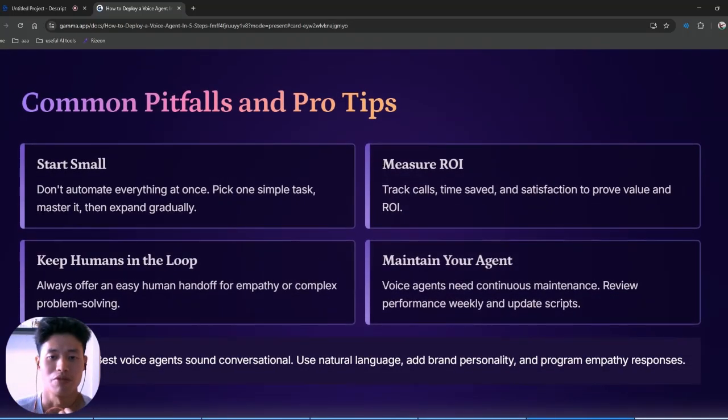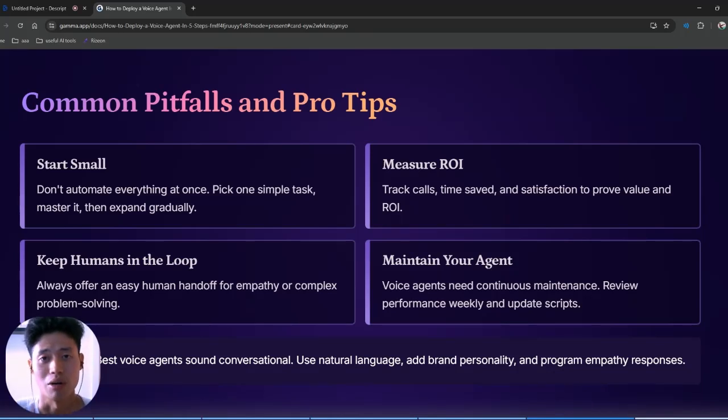Next, we have common pitfalls and some tips that can help you improve your AI voice agents. Firstly, start small. What I mean is don't automate everything at once. Pick a simple task, automate it, master it, then expand gradually to other kinds of tasks.